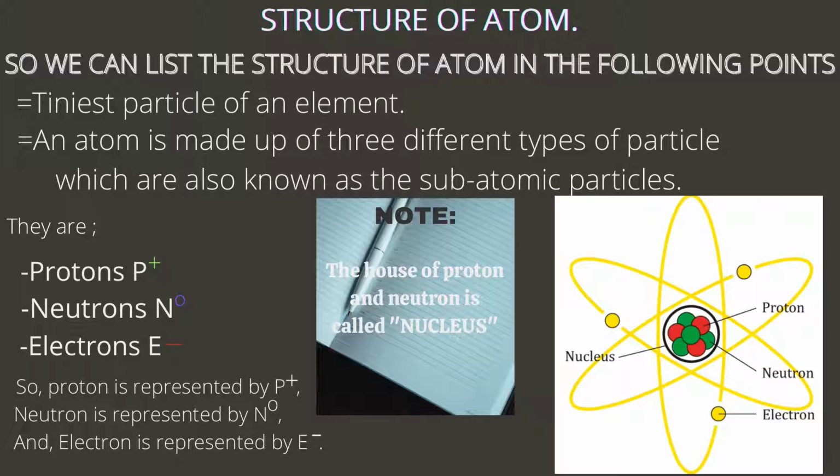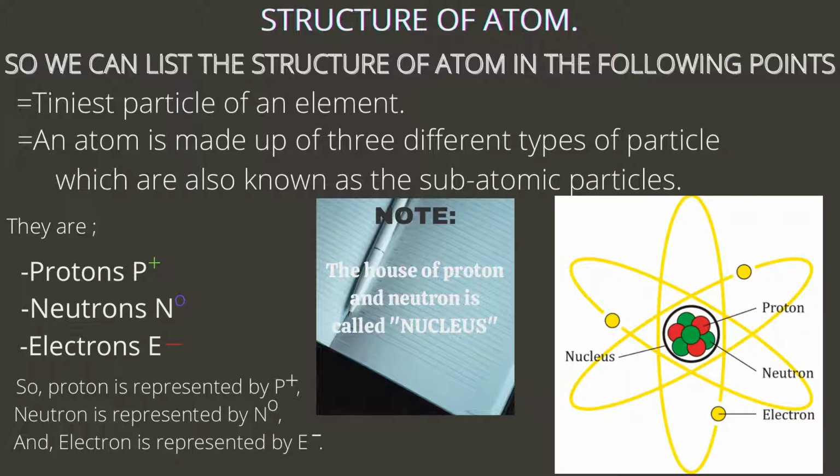I said before, we will discuss them. So here they are. Proton is represented by P plus. Plus represents positive, so proton is positive. Neutron is represented by N0. Zero represents neutral, so neutron is neutral. And electron is represented by E minus. Minus represents negative.